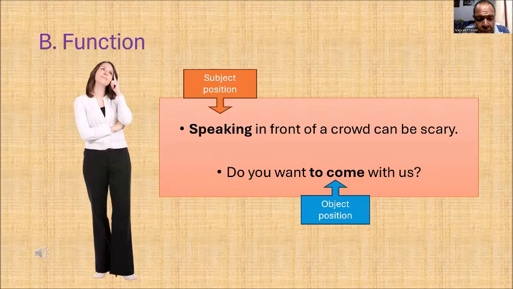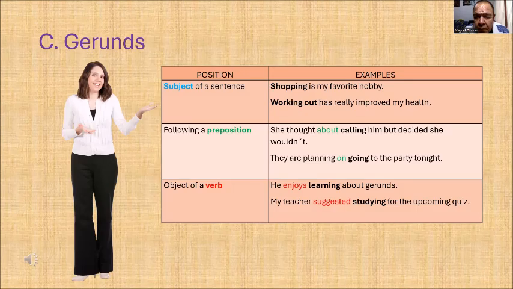Gerunds and infinitives combine the action meaning of a verb with the grammatical function of a noun. They act as nouns, subjects, and objects in a sentence. As a subject, speaking in front of a crowd can be scary. As an object, do you want to come with us? Some sentence positions take only a gerund or only an infinitive form, but there is one position following a verb where the decision depends on the main verb.